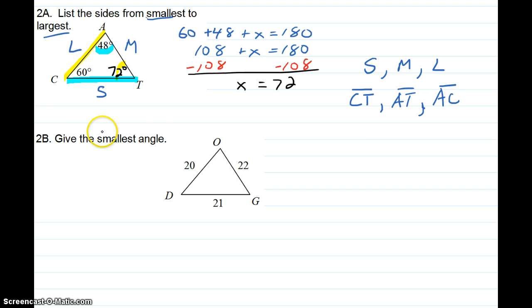Alright, now in 2b, give the smallest angle. So like up here, the smallest angle is opposite the smallest side. So we just look here and we find our smallest side. So this is going to be my small, this is my medium, and this is my large. So this 20 is opposite this angle. So as this opens up, this is what makes that 20. So my smallest angle is going to be angle G.